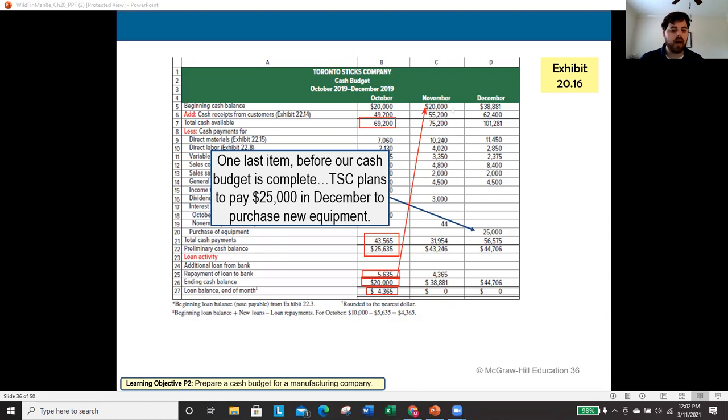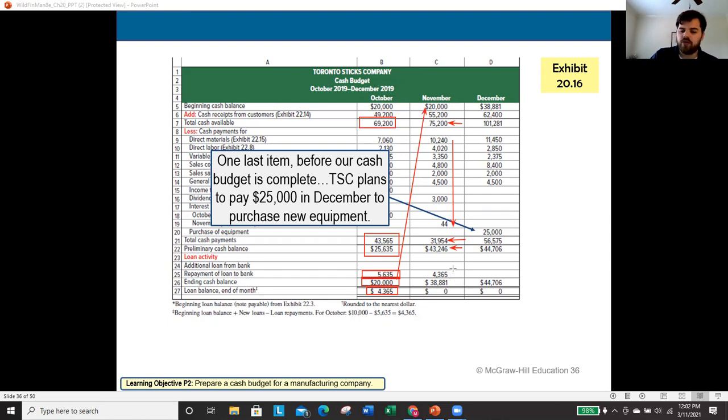We'll add in my $55,000 in budgeted cash receipts, coming down to give me total cash available here of $75,000. We'll then subtract all of these items, which are my estimated cash payments, coming down to give me a total here of $31,954. At that point, this will leave me with a preliminary cash balance of $43,246. And you say, well, that's great. I have to have 20. I'll take $23,246 and pay off a loan and leave me with $20,000.